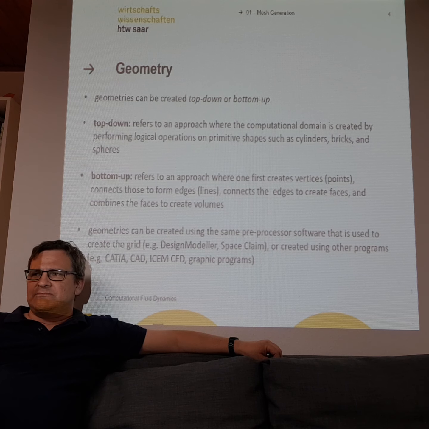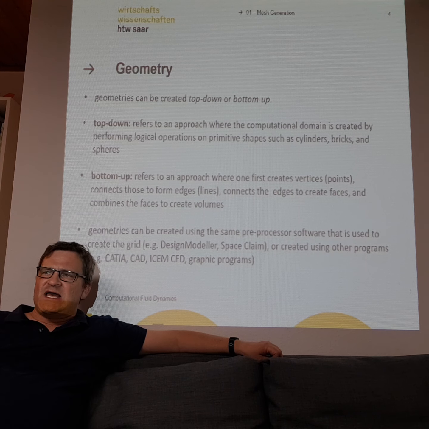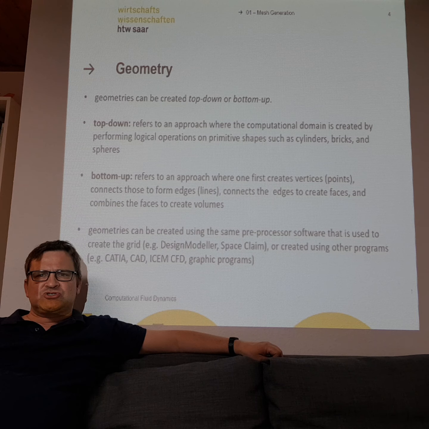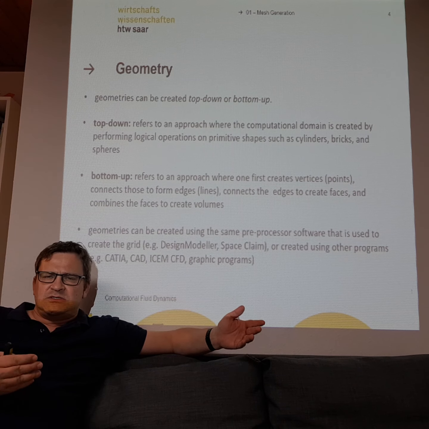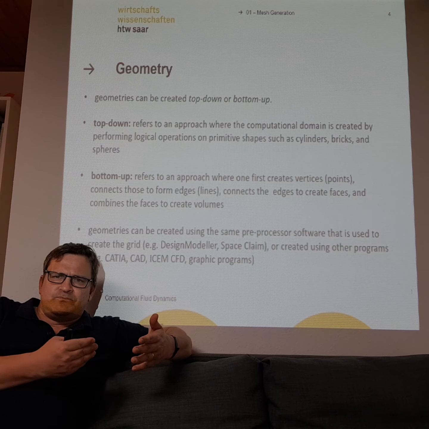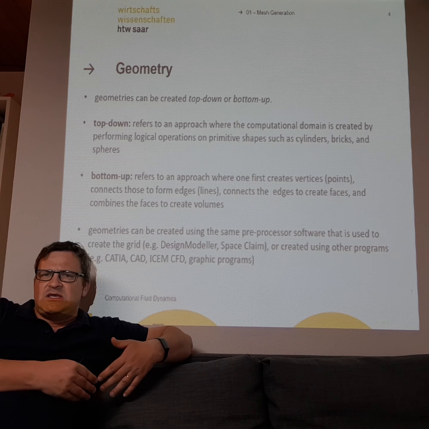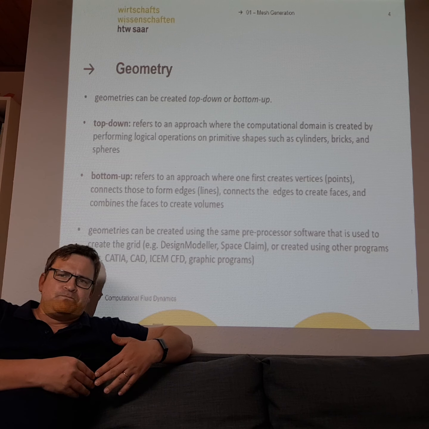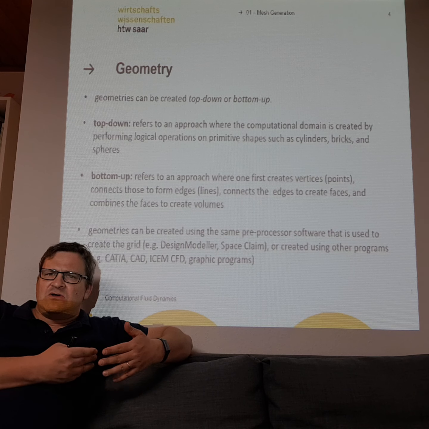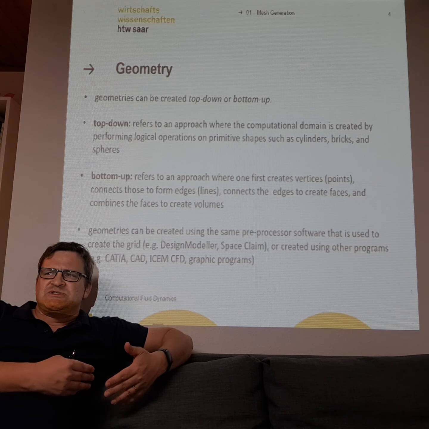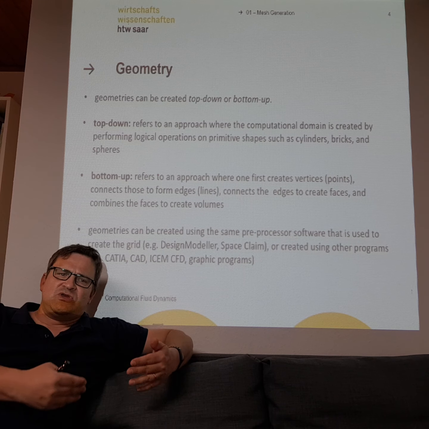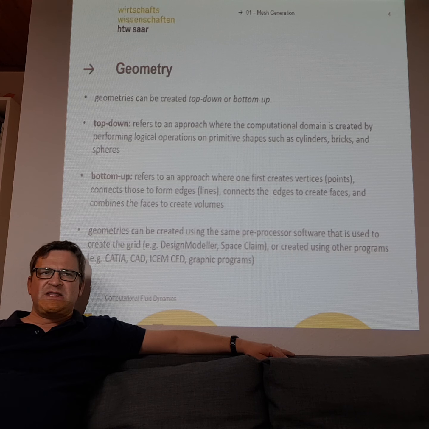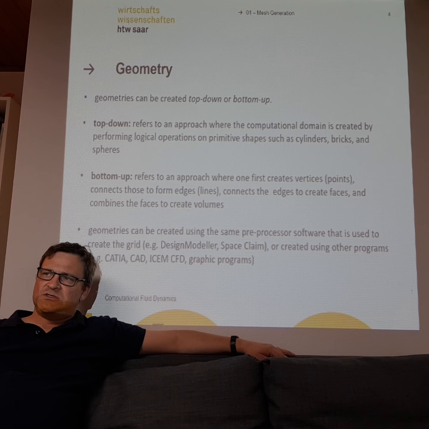You can do it with CAD programs. You maybe know CATIA, or you can do it with the Design Modeler from the ANSYS Workbench. SpaceClaim is a good program, or there are many other CAD programs like Inventor, or for example AutoCAD. With all these programs, you can build up your geometry, and then you need a mesher, and then you can do your mesh. So there are many different strategies to do it.